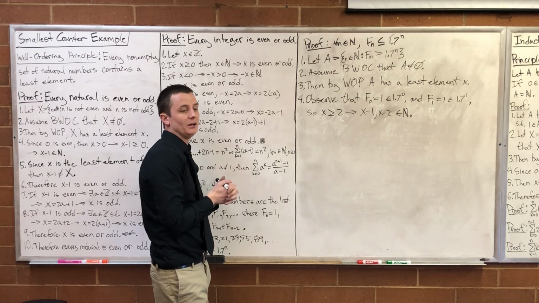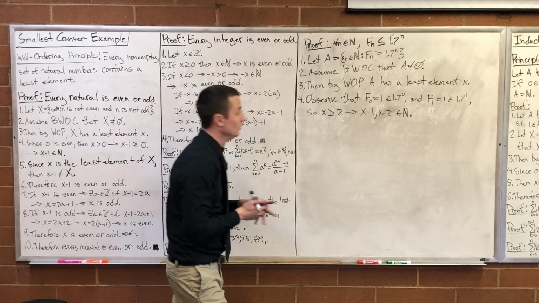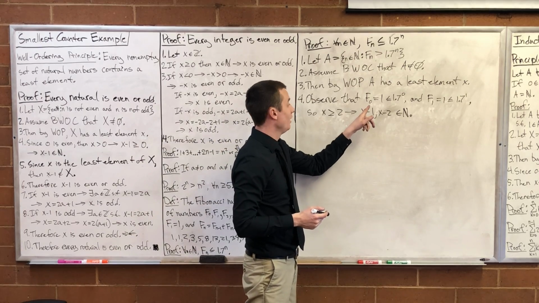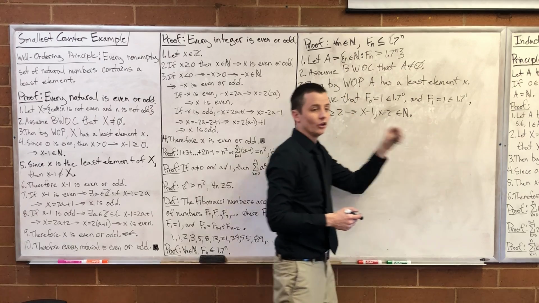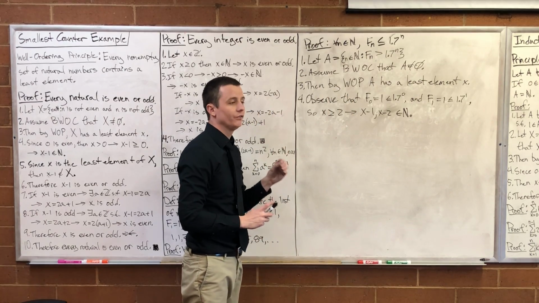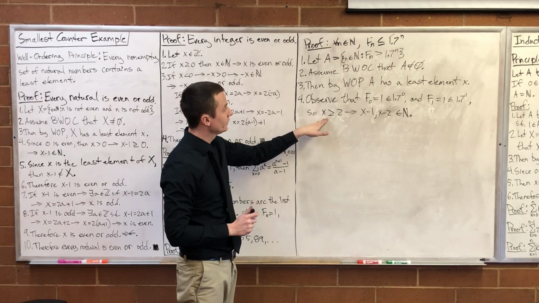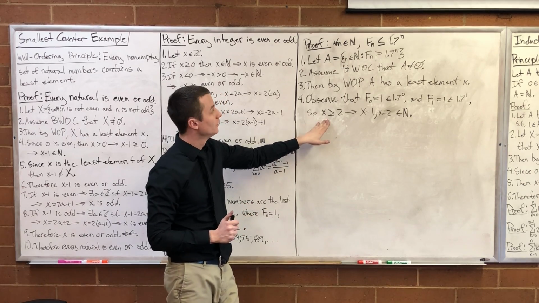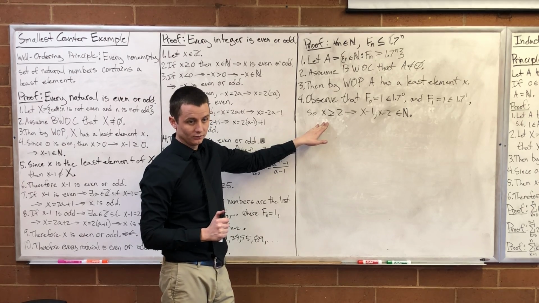X is the smallest thing that makes the statement false. F of 0 makes it true. F of 1 makes it true. So the smallest thing that could possibly make it false so far is F of 2. So the smallest thing X can be so far is 2. Right?